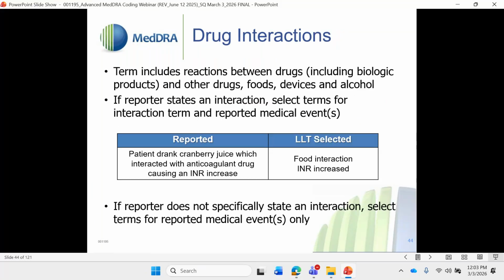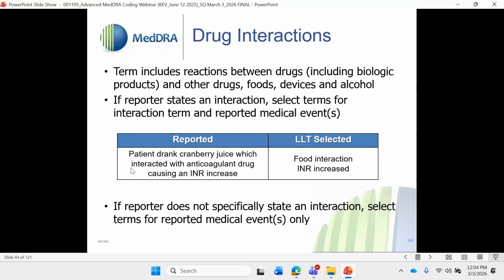Okay, so also we're going to touch upon drug interactions. Drug interactions are when you're taking a particular drug and it interacts with a certain food you eat, another drug you took, or a device or alcohol that you're using. So reactions or interactions can happen between different things. Now, if a reporter states an interaction, select the term for the interaction and any adverse event that's also reported.